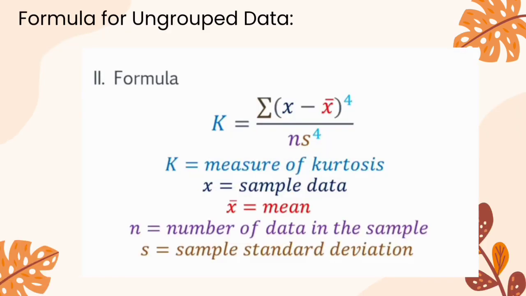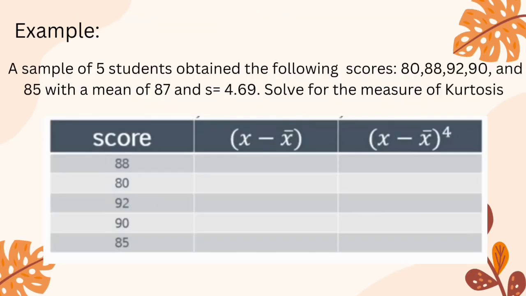So this is our formula for the measure of kurtosis for ungrouped data. We have K for the measure of kurtosis, the sample data, its mean, the number of data in the sample, and the sample standard deviation. So let's have an example. A sample of 5 students obtained the following scores: 80, 88, 92, 90, and 85, with a mean of 87, and the standard deviation is equal to 4.69. Solve for the measure of kurtosis.